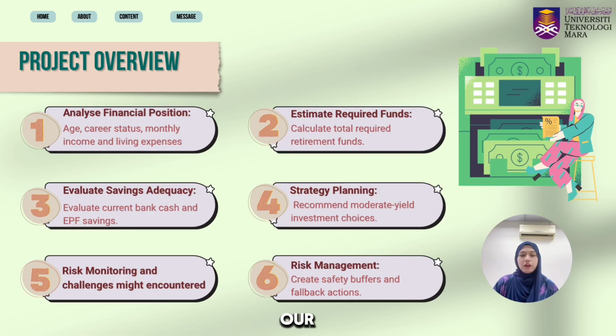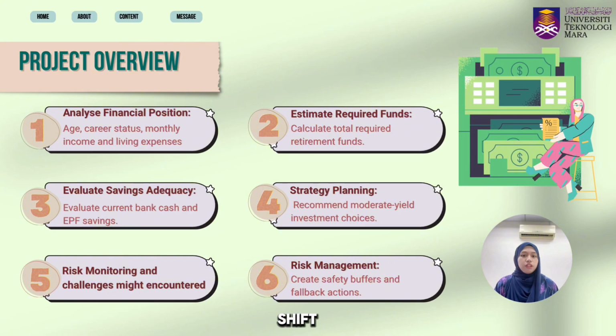Now, let's look at our project overview, which outlines the 6 core steps of our retirement case study. First, we analyze the client's financial positions, looking closely at her age, career status, income, and living expenses. Second, we estimate the total required funds she will need to sustain her target post-employment lifestyle. Third, we evaluate her current savings adequacy across her liquid bank cash and accumulated EPF balances.